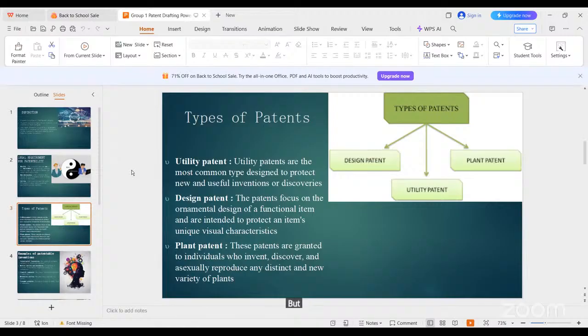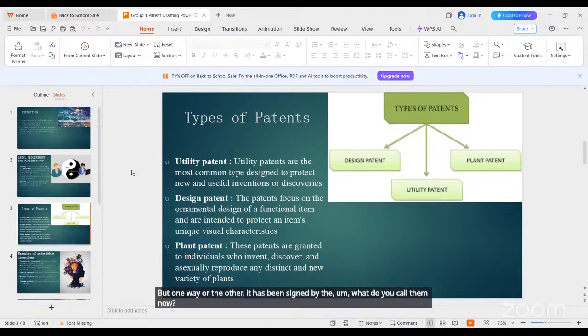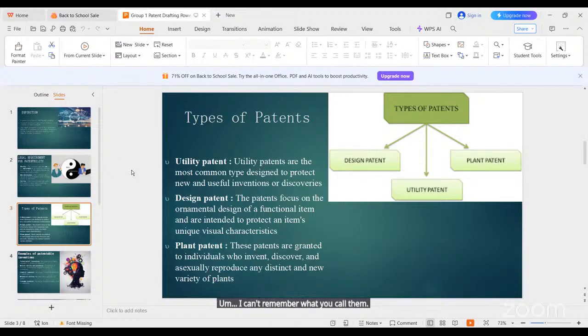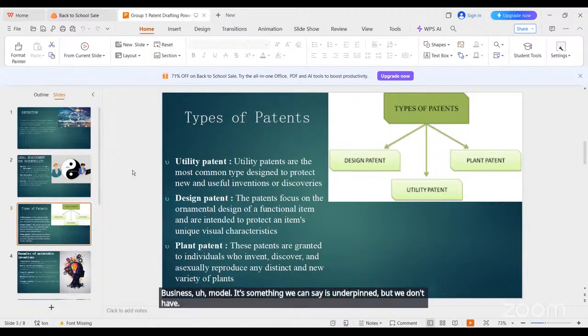But one way or the other, it has been signed by the, what do you call them now? I can't remember what you call them, but business model is something we can say is under patent, but we don't have types of patent.